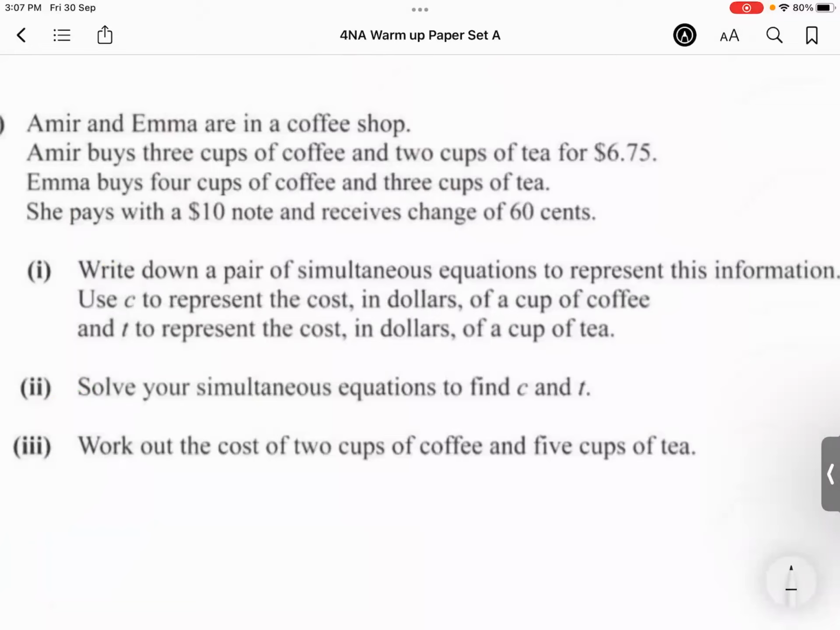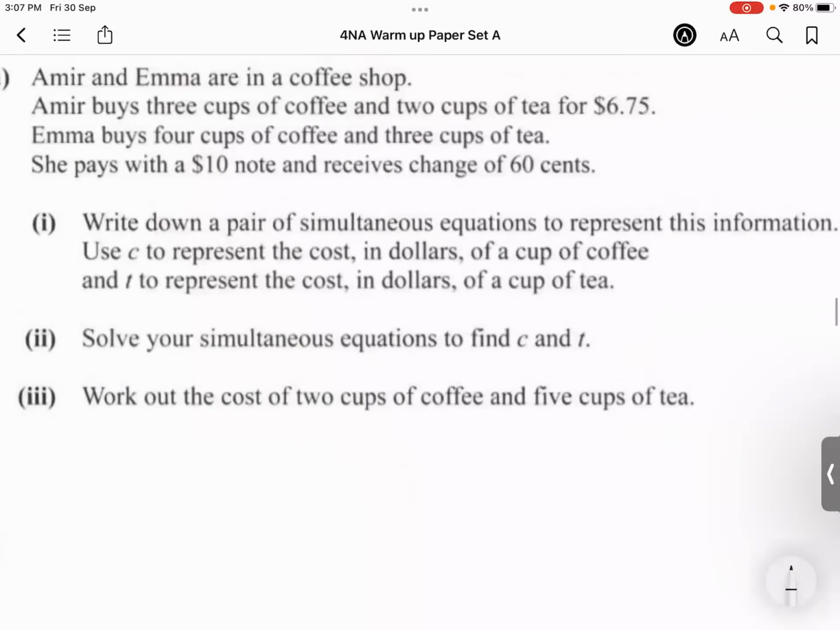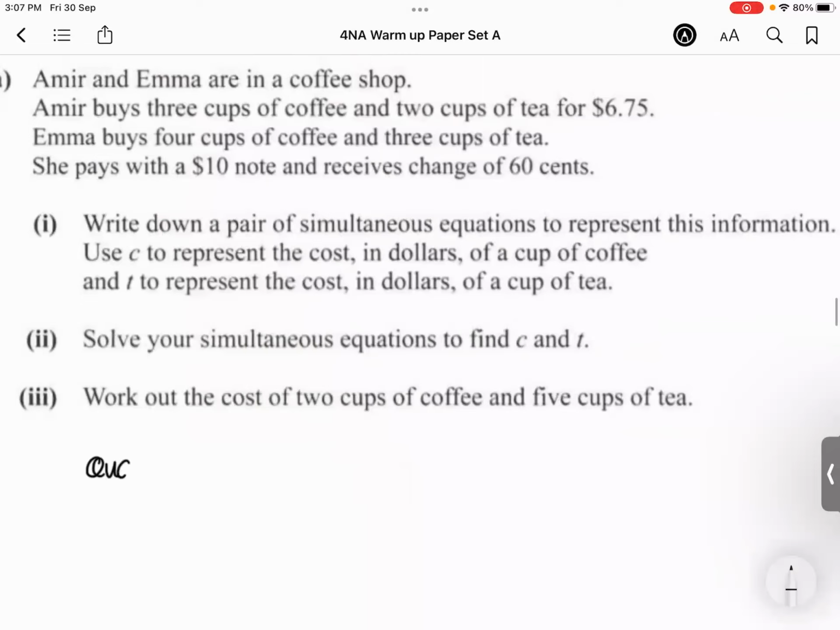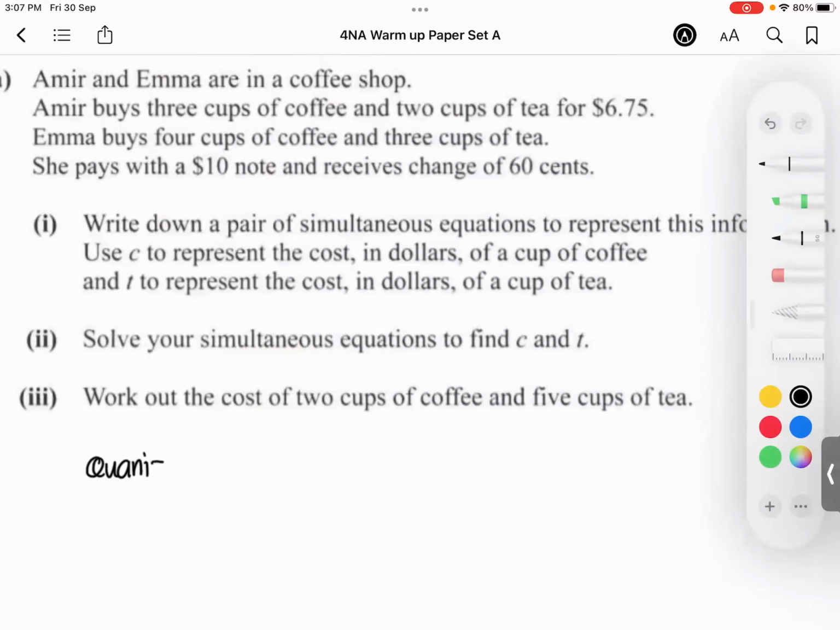I'm here at Emma in a coffee shop. I'm here buy 3 cups of coffee, 2 cups of tea. For this kind of question, this is talking about price, right? I will always have quantity, price, and then cost. I always write down these 3 things. So quantity times price equals to cost.